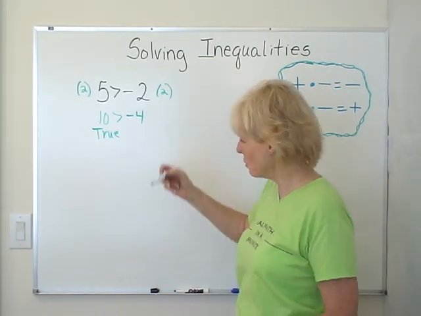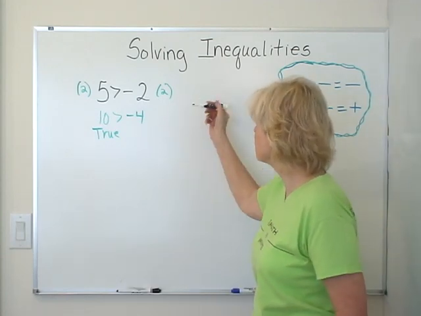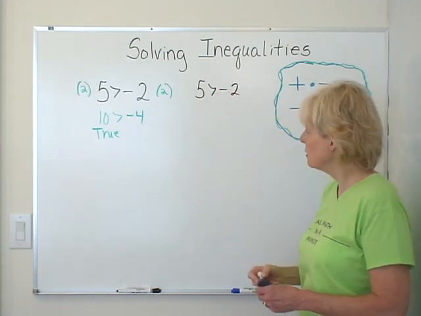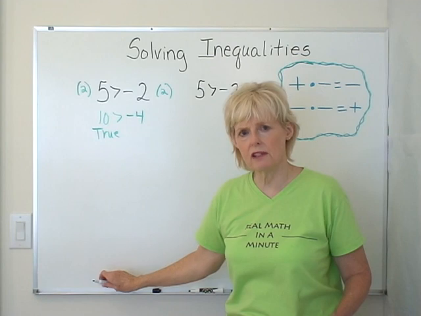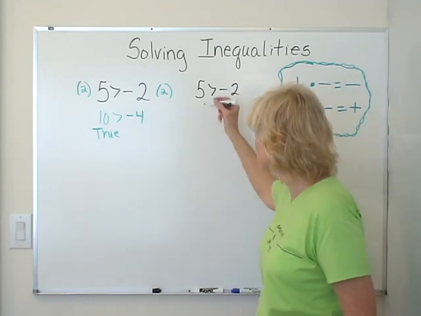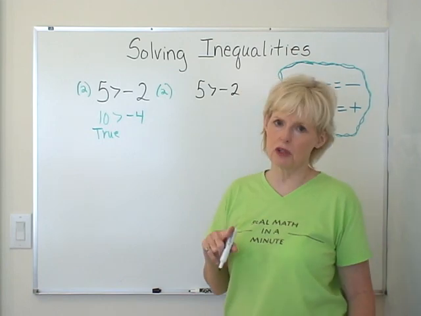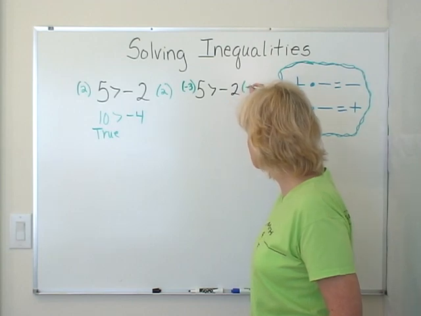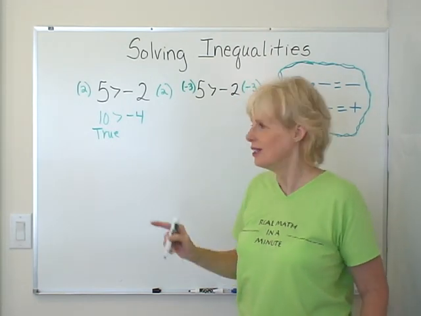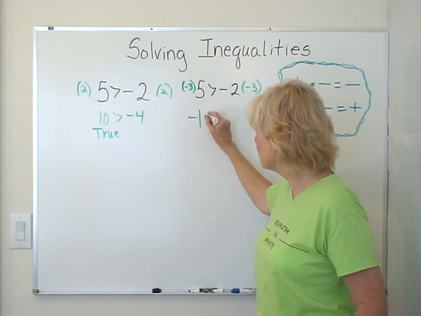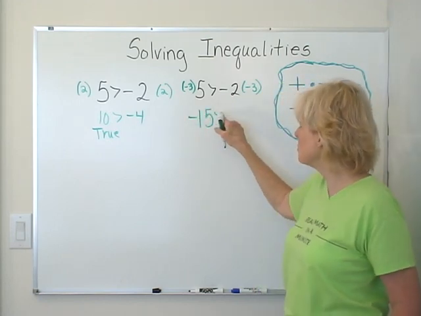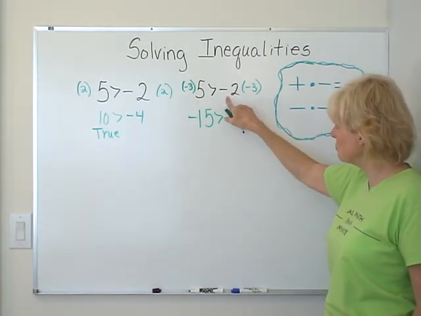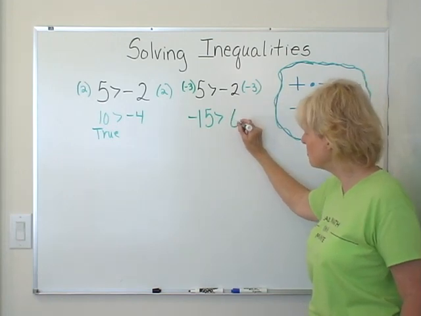All right, let's take the same one. Let's take our 5 is greater than -2. And this time, let's multiply both sides by a -3, let's say. I just want you to see what happens when we multiply by negatives. So let's multiply this side by a -3, and the same thing, this side by -3. So we go -3 times 5, we get -15 is greater than, now if you need to look at your signs, negative times a negative is positive. So we've got -2 times -3 is a +6.